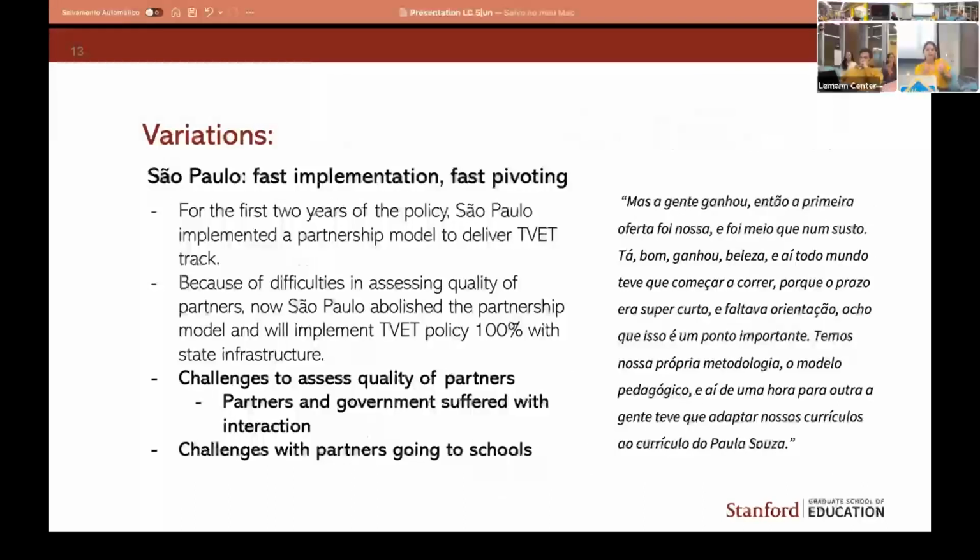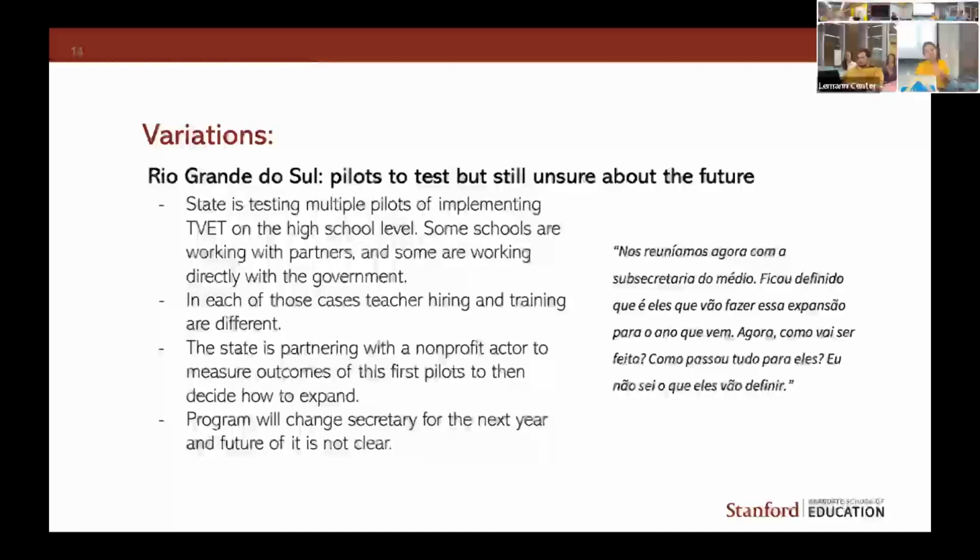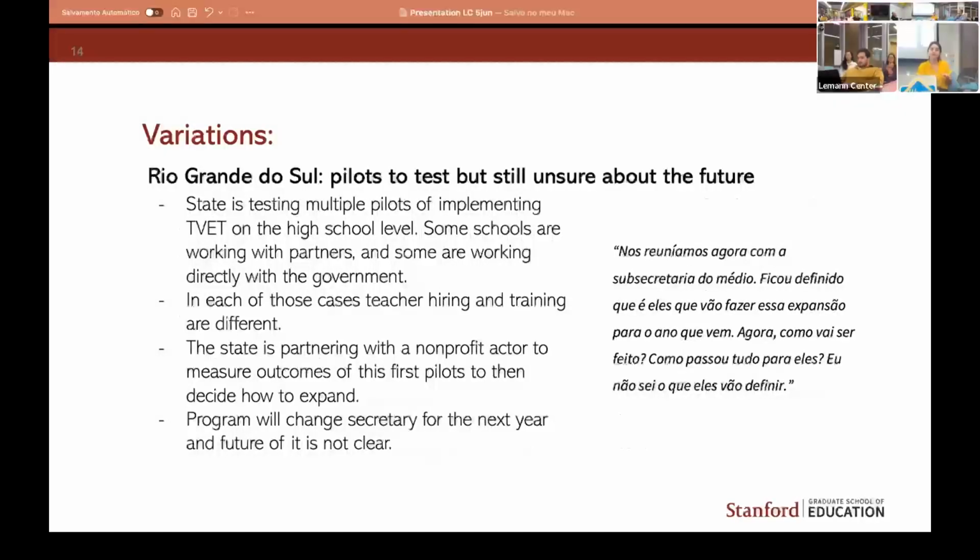Some variations. For São Paulo, I've seen that the state had a very fast implementation. They made some mistakes, and they are already in their third implementation phase. So fast implementation and fast pivoting for them. And for Rio Grande do Sul, they are testing smaller pilots, but they are still unsure about the future.